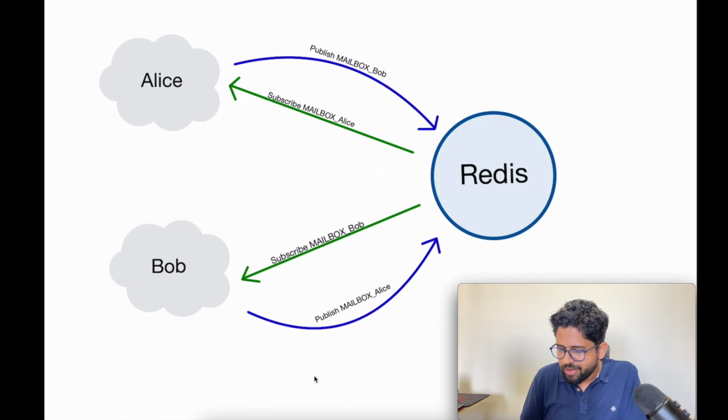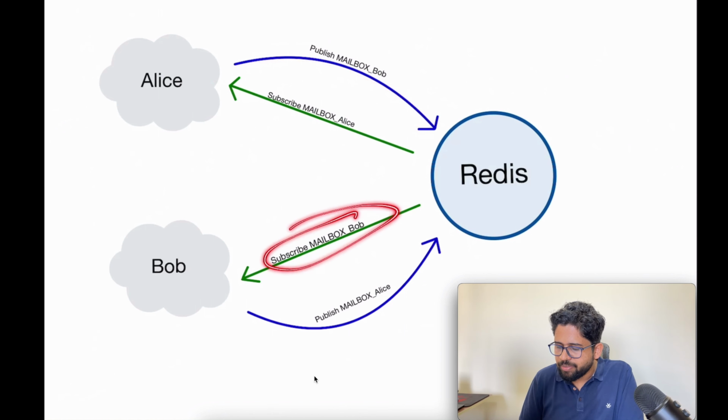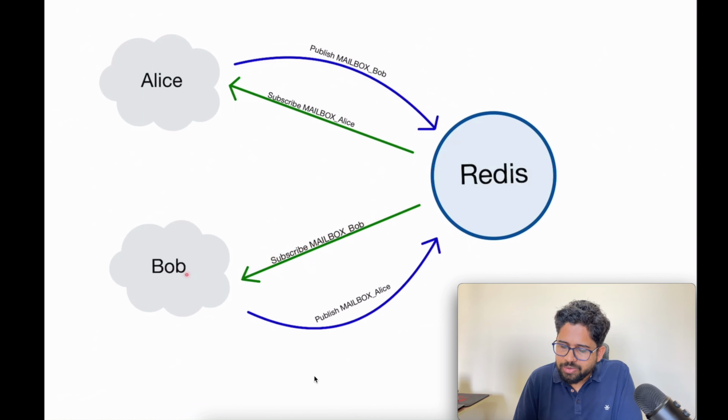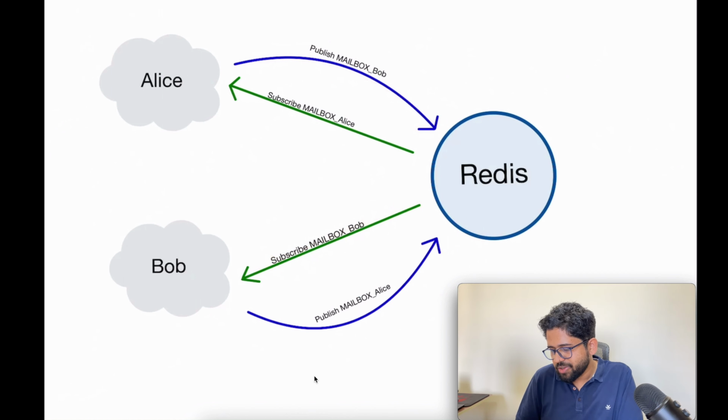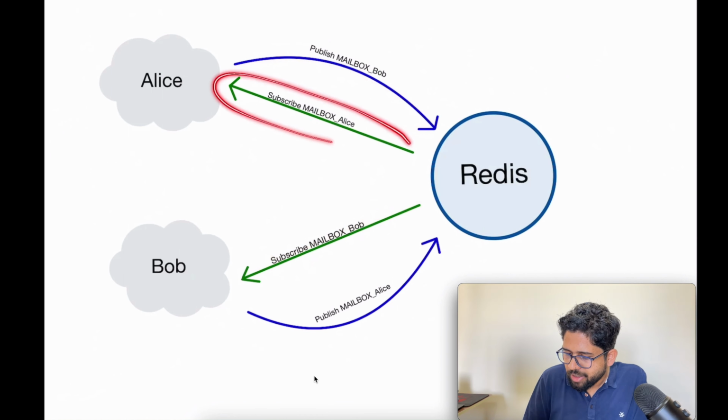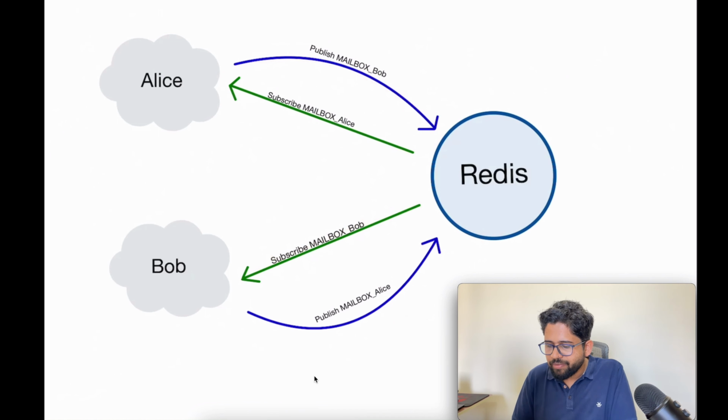So this is how it will look. If Alice wants to send a message to Bob, Alice will publish the message to Bob's mailbox or Bob's channel. And then since Bob has subscribed to his own channel, he will get the message. Likewise, when Bob wants to send a message to Alice, he will publish the message to Alice's mailbox or Alice's channel. And since Alice is subscribed to her channel, she will get the message. So likewise, the decoupling will happen, and this is how the overall system will look.